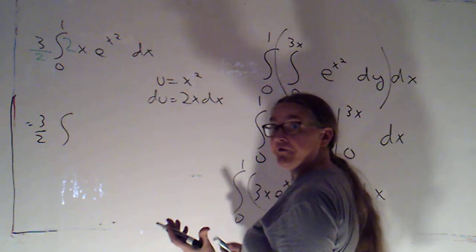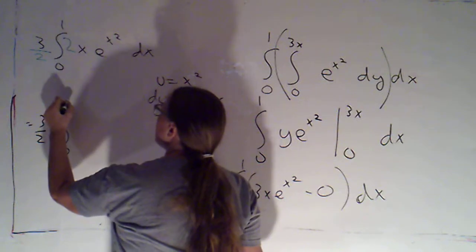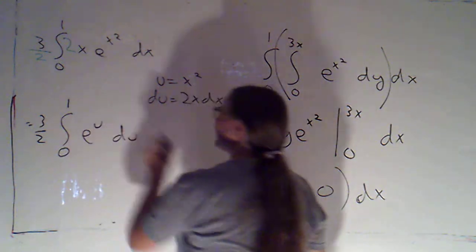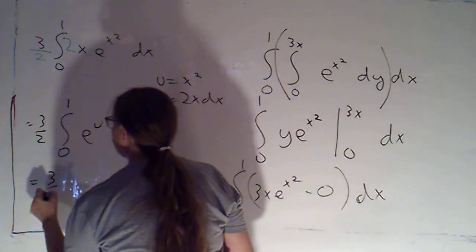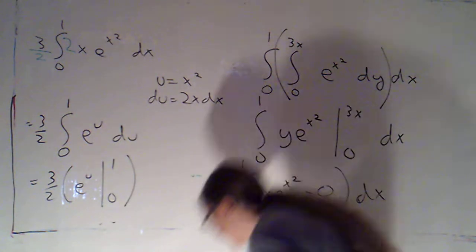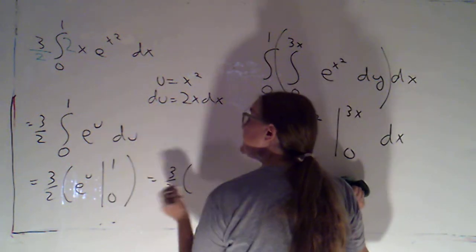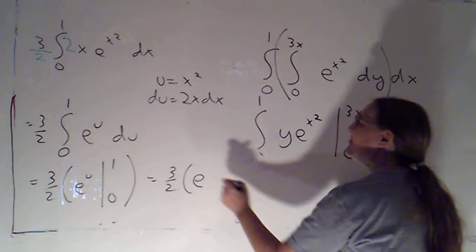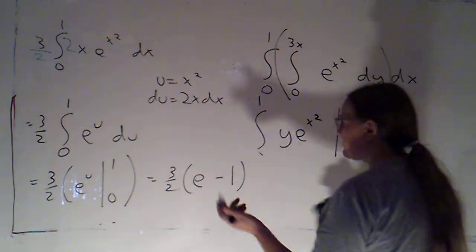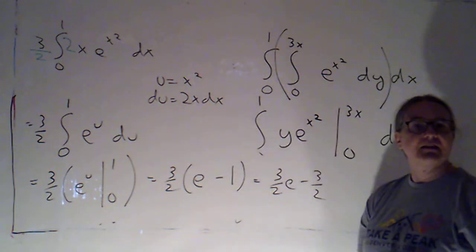The integral from the u value at 0 will be 0 squared, which happens to still be 0. And the u value at 1 will be 1 squared, which happens to still be 1. And then we just get e to the u du. So that's going to be 3/2 e to the u evaluated between 1 and 0. And so that's going to be 3/2 times e to the first, which is just e, minus e to the 0, which is 1. And you can keep that 3/2 factored out, or you could distribute it, 3/2 e minus 3/2. Either version of the answer is fine.